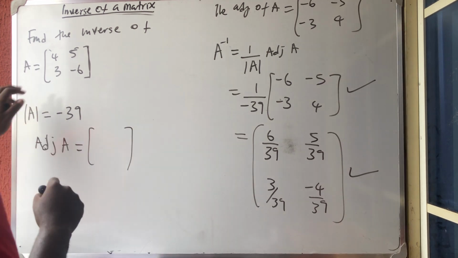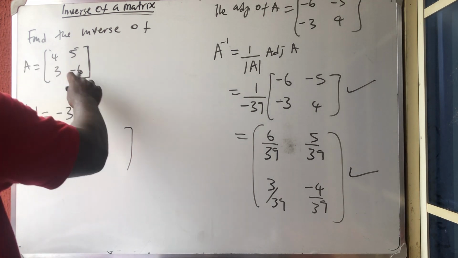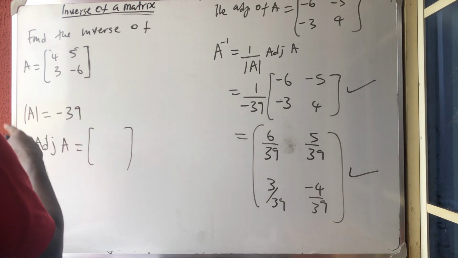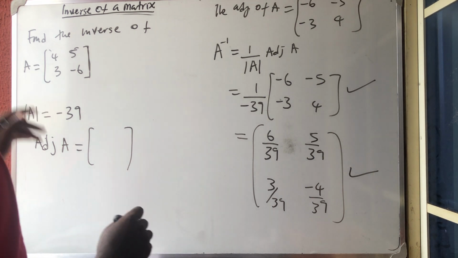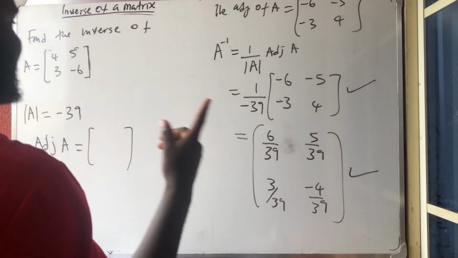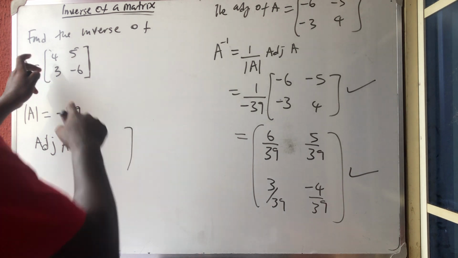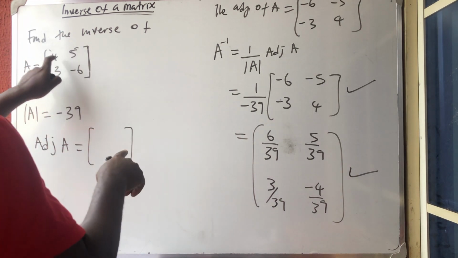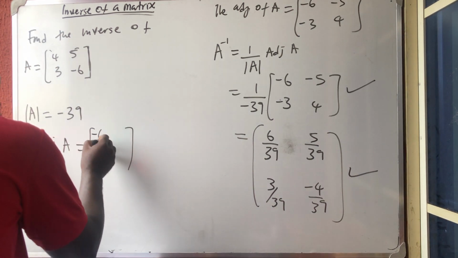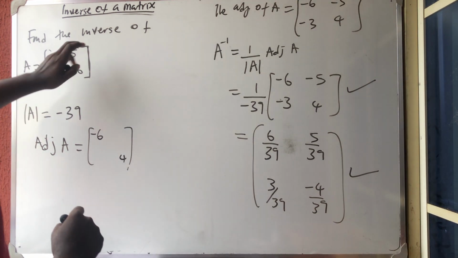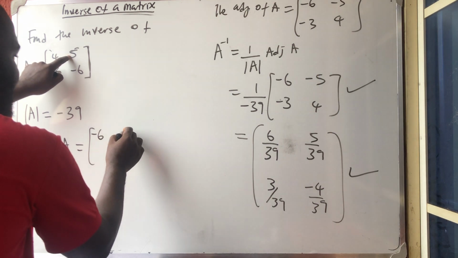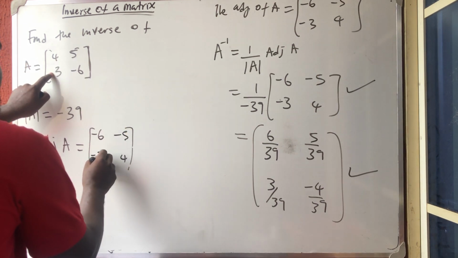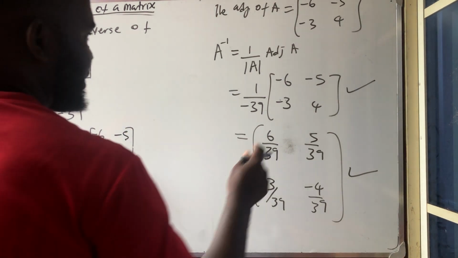What do you do? The left hand side will swap, while the right hand side will change their sign. Listen, the left hand side will swap, while the right hand side will change their sign. So the left hand side will swap to become minus 6 and 4. Then the right hand side will just change their sign. Here is plus, so it will be minus 5. Here is plus, which is minus 3. That's all. You see, this is exactly this.